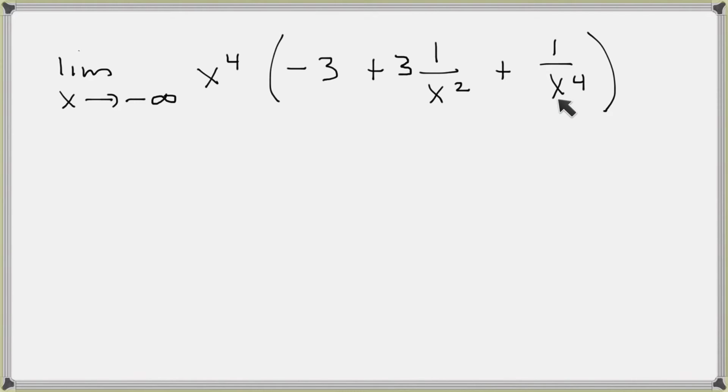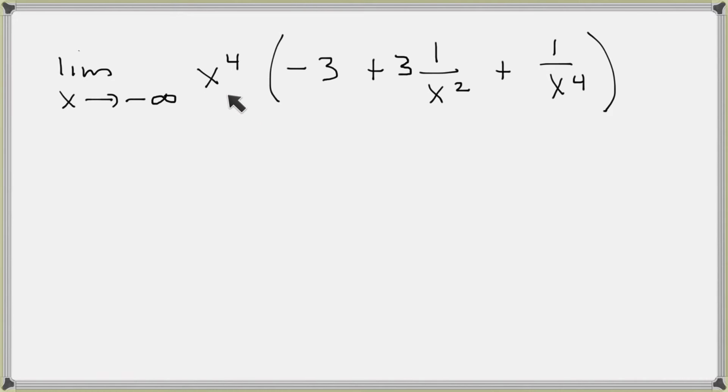Same thing, right? This is 1 over x to the fourth. So all of those power functions, 1 over x to some positive real number power, they all go to 0 as x either goes to infinity or minus infinity. So all of that part right there is exactly the same.